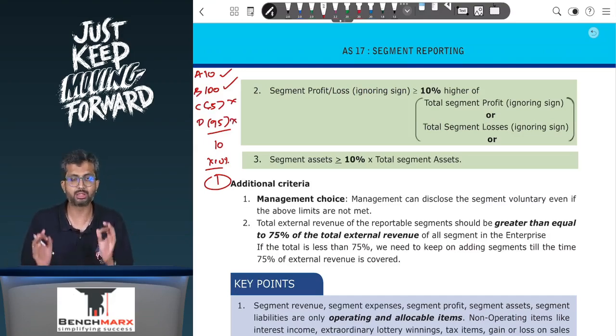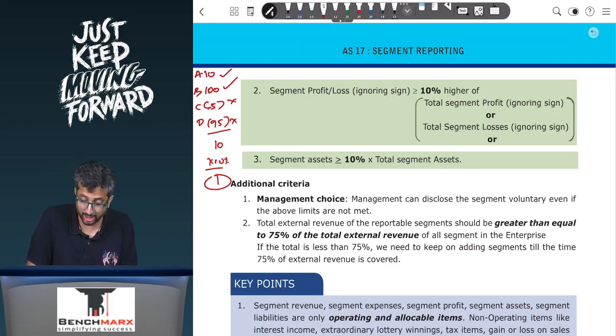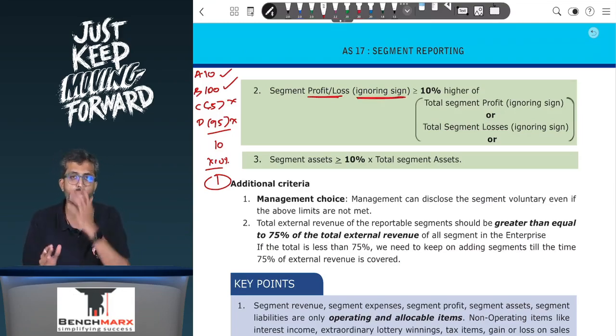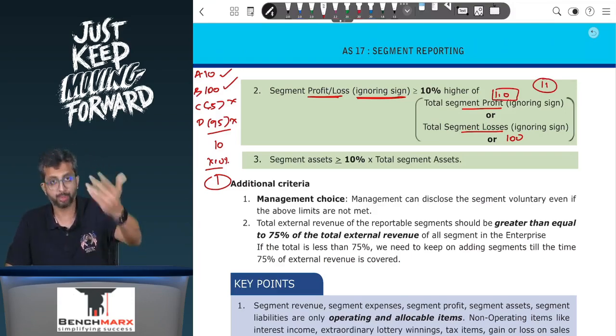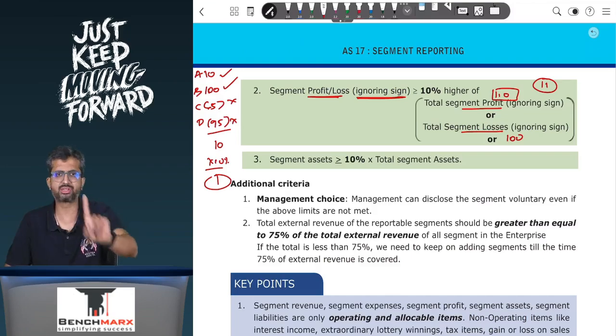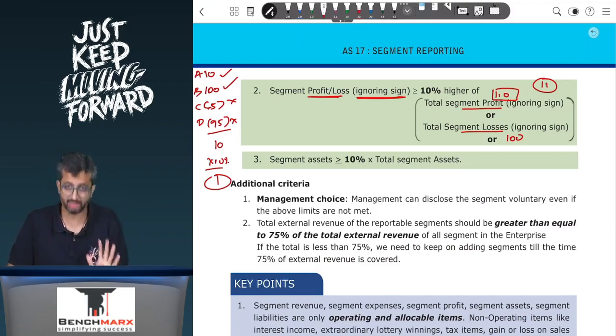But that is wrong. I am interested in knowing segments which burn my money, like D, as well as segments which make me money, like B, and hence the standard says that you will calculate the size as segment profit or loss ignoring the sign, where the threshold will be calculated as 10% of the higher of the total segment profits or total segment losses. Total segment profits are 110, 10 plus 100, or total segment losses, that is 5 plus 95, that is 100. So the higher of the two is 110, and hence your threshold will be 10% of 110, that is 11 rupees. So whichever segment has a profit or a loss, ignoring the sign, which is greater than 11, will be reportable.